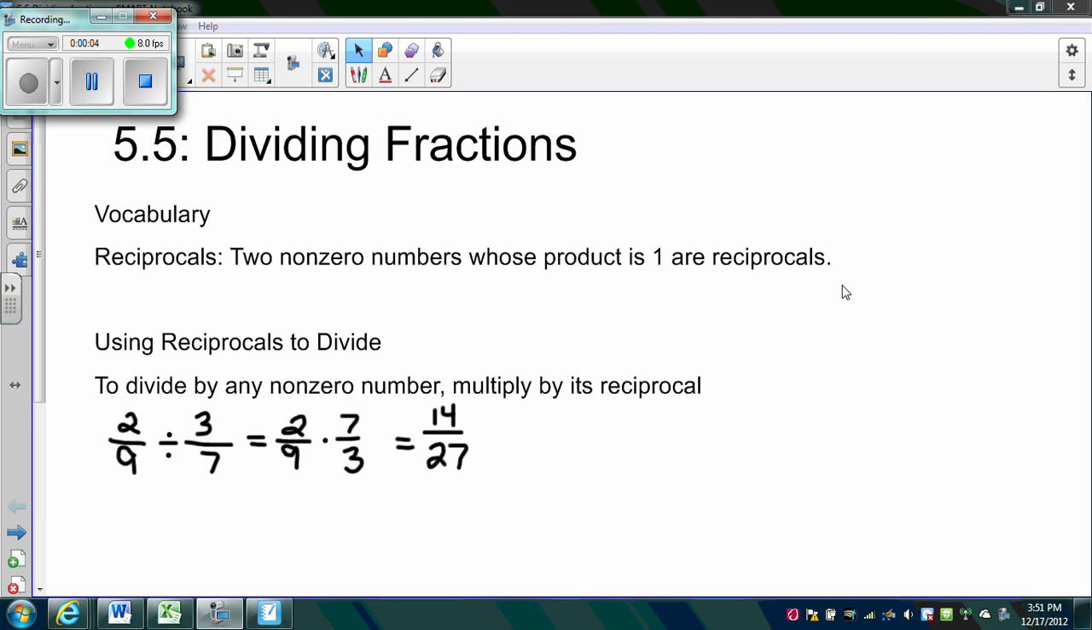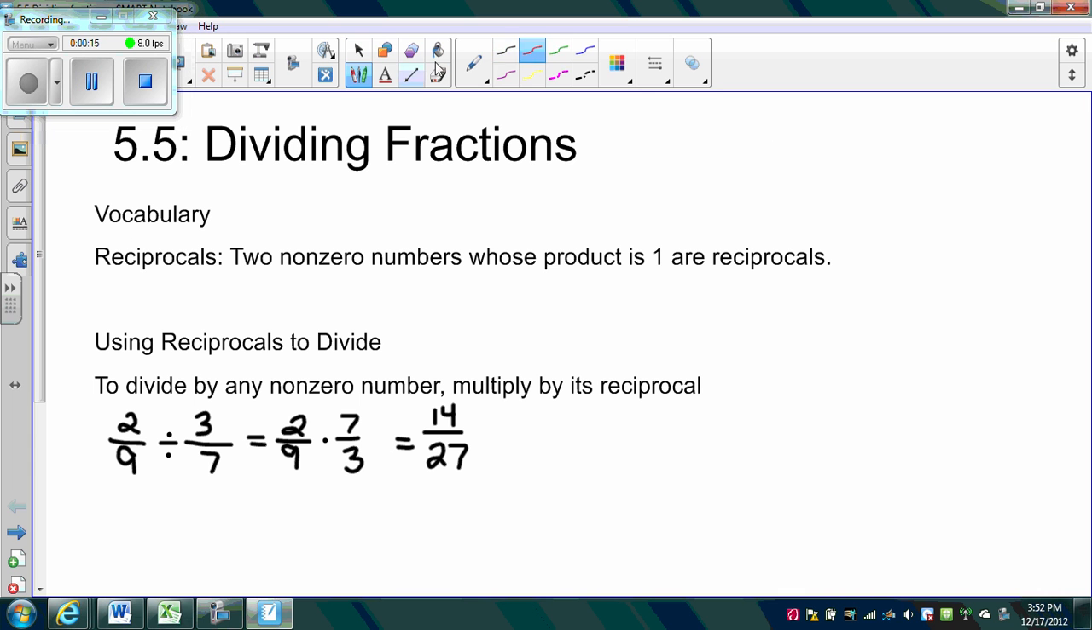I bet you could have guessed what this lesson would be on. Now that we know how to add, subtract, and multiply fractions, this lesson is on dividing fractions. So one of the vocabulary words they use is reciprocals. Two non-zero numbers whose product is 1 are reciprocals.